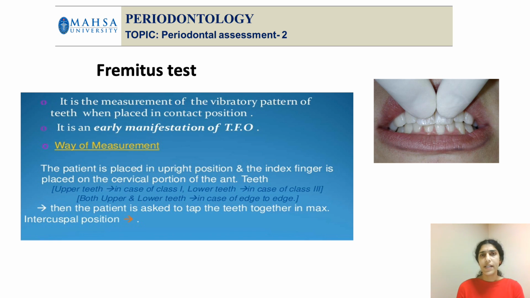Most important point is, while you are checking the trauma from occlusion by the fremitus test, please make sure the patient sits in the upright position. The index finger is placed partially on the gingiva and partially on the tooth surface, or on the cervical area of the teeth, and you ask the patient to tap in the maximum intercuspal position. After you finish that, you test the lateral and protrusive relations. Then the grading will be as follows, which will be discussed in the next slide.